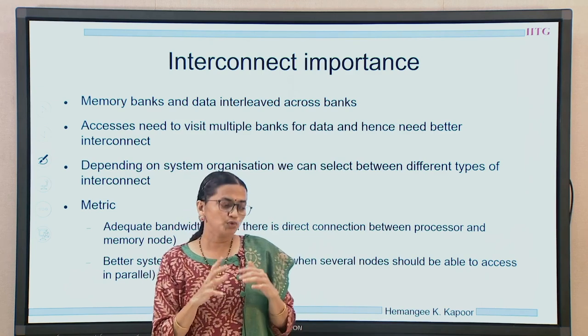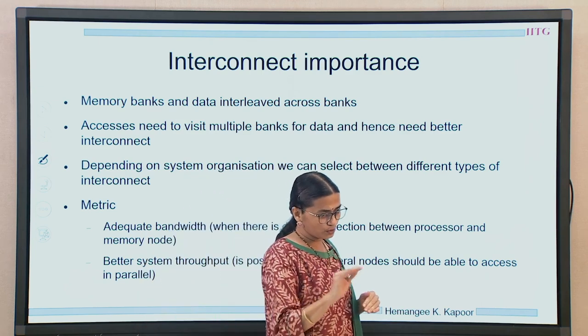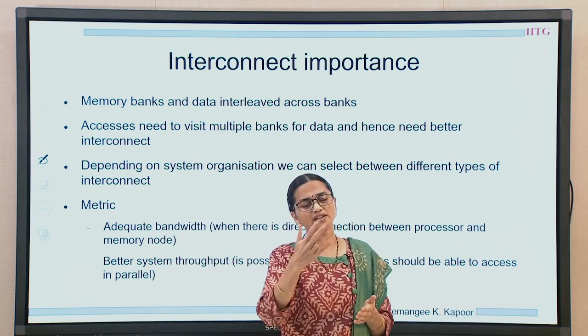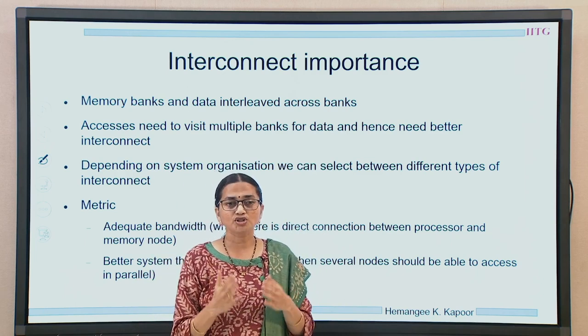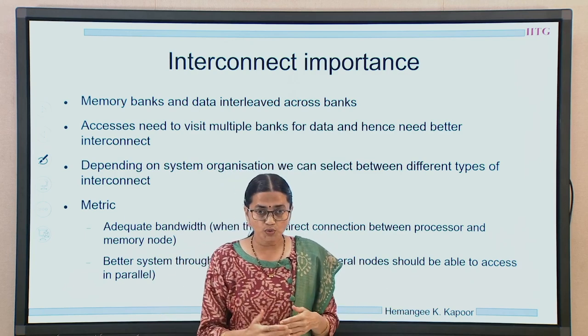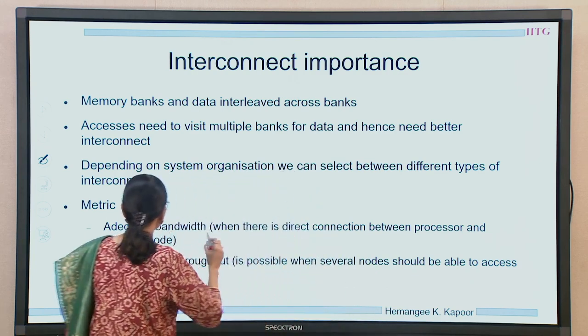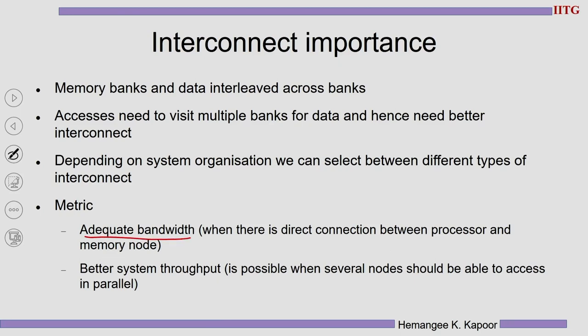The second is better system throughput. Even if I have given individual one-to-one links between the processor and the memory, how much parallelism is available? Can multiple such requests or such connections be established in my interconnect? So this will give you a better throughput. That is, first thing is available bandwidth. Is it more? And to get better system throughput, is it possible that several nodes can access the memory modules or different memory modules in parallel? So, if I am able to do this, then the interconnect performance will be good. And all this is possible only if I have a good interconnect.